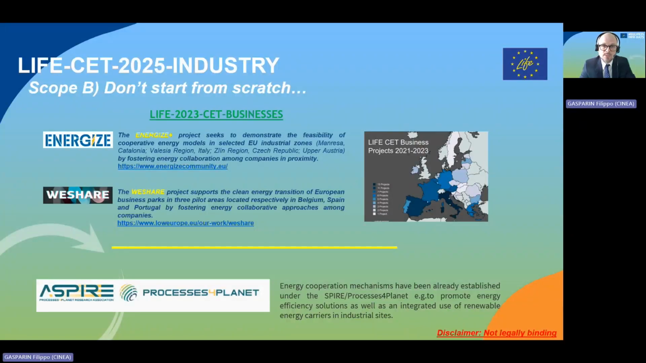And in general terms, you also have to understand that with the LIFE-CT, we are really trying to complement what already exists out there in terms of funding opportunities for research and innovation type of actions.